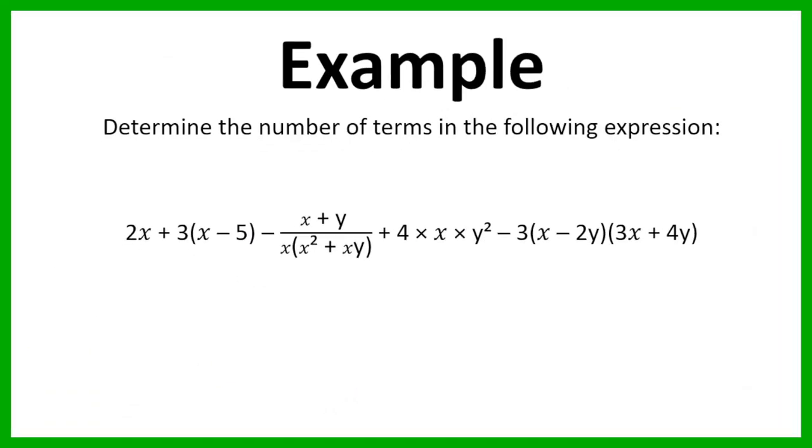So in this example, you've got an expression: 2x plus 3 times (x minus 5) minus (x plus y) over (x squared plus xy) plus 4 times x times y squared minus 3 times (x minus 2y) times (3x plus 4y). Okay, so this is quite a long and involved expression. All we have to do is determine how many terms there are in this expression. Let's have a look at how we would do this.